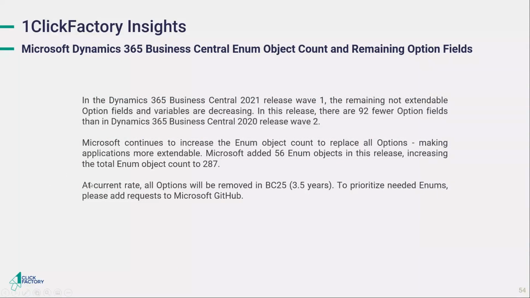And at the current rate, all options will be removed only in the Business Central 25th version, in 3.5 years. And to prioritize any needed enums, to have options become enums, you can add those requests to Microsoft GitHub.